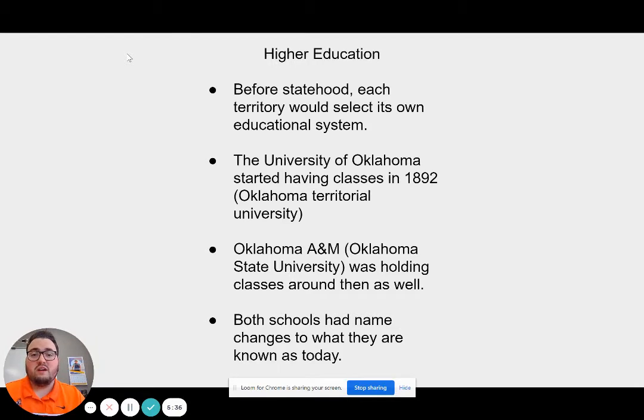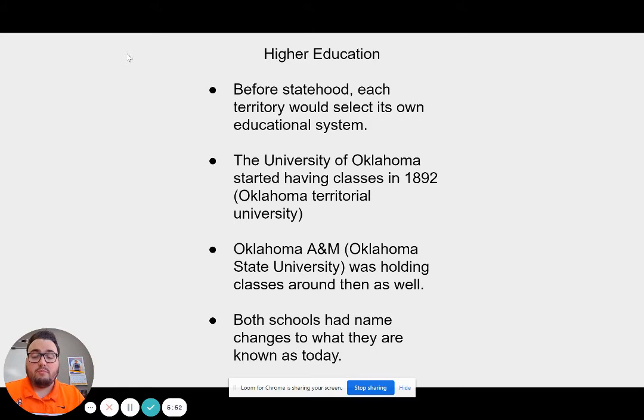Okay, it started out as just kind of one building in a very, very small town called Norman. Okay, Norman was not the size it is today, so it eventually grows in size, and then the University of Oklahoma grows in popularity and size as well.